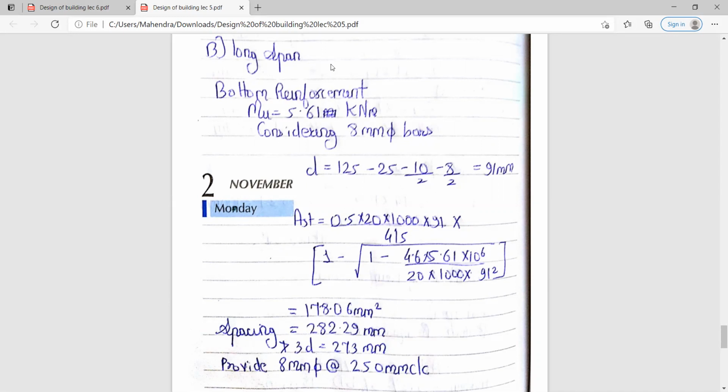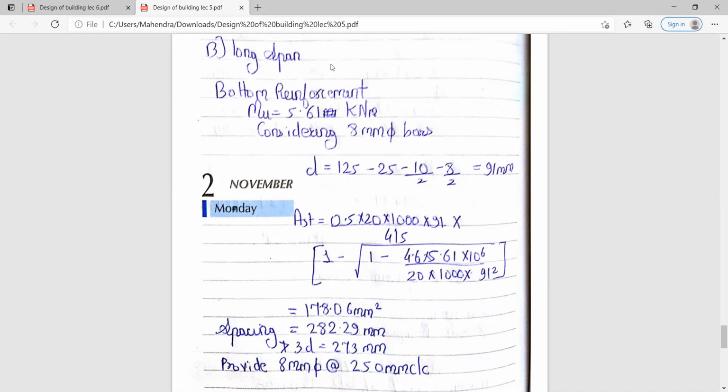After calculating the depth, you need to calculate Ast. Again, to calculate Ast you will use the same formula, that is 0.5 fck into b into d upon fy into 1 minus under root of 1 minus 4.6 Mu upon bd square fck. By using that formula, you calculate the Ast. After calculating Ast, you need to calculate the spacing, again using the formula pi by 4 into 8 square upon Ast into 1000.